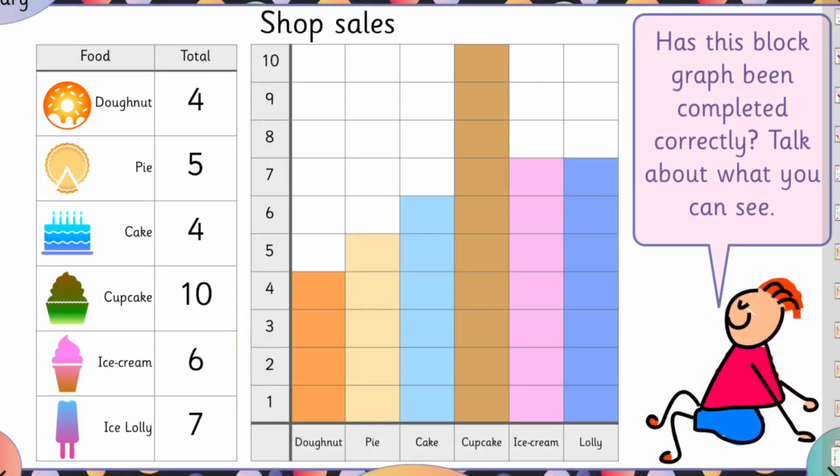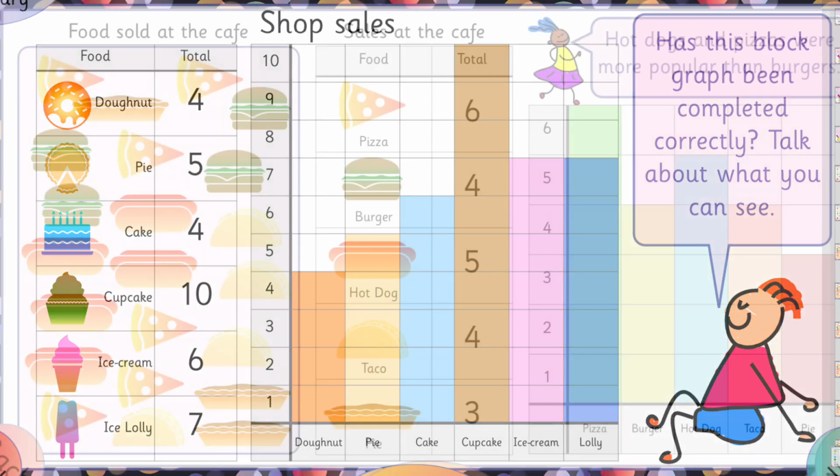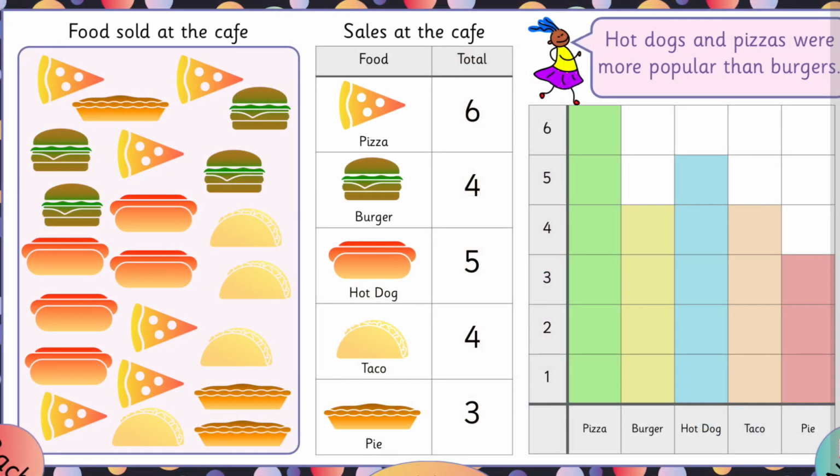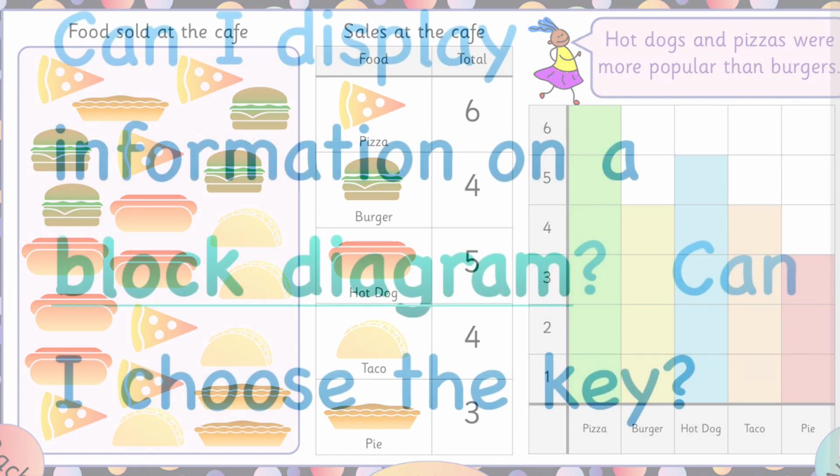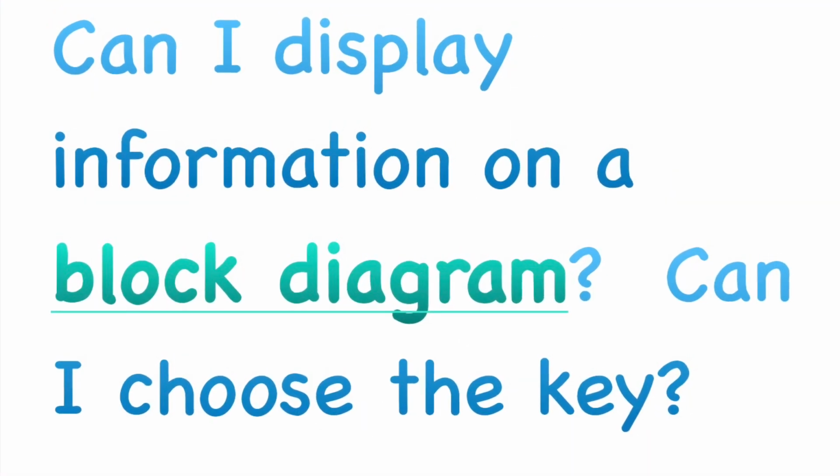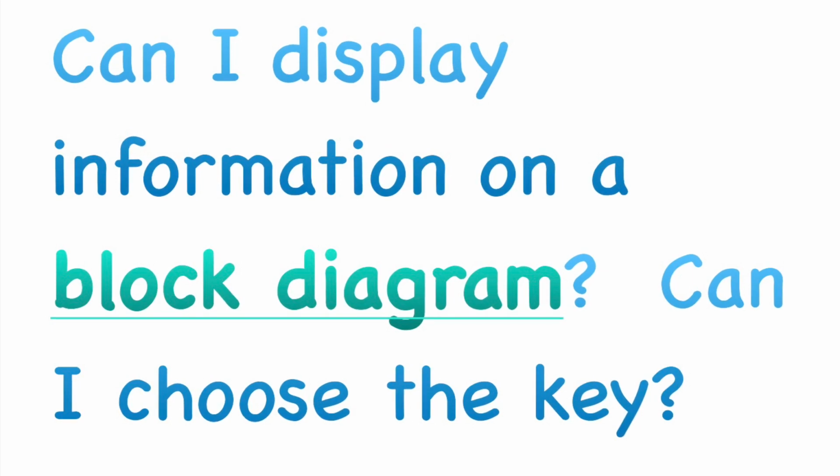Also, remember to work really neatly. When you colour to show your information, you must keep in the lines, especially if you're only colouring half a block. We must be able to read your information clearly. Good luck!